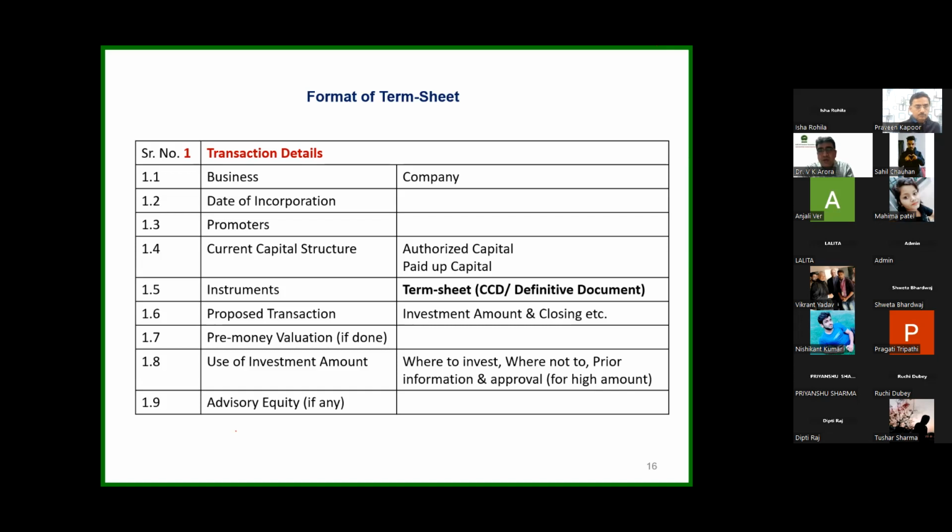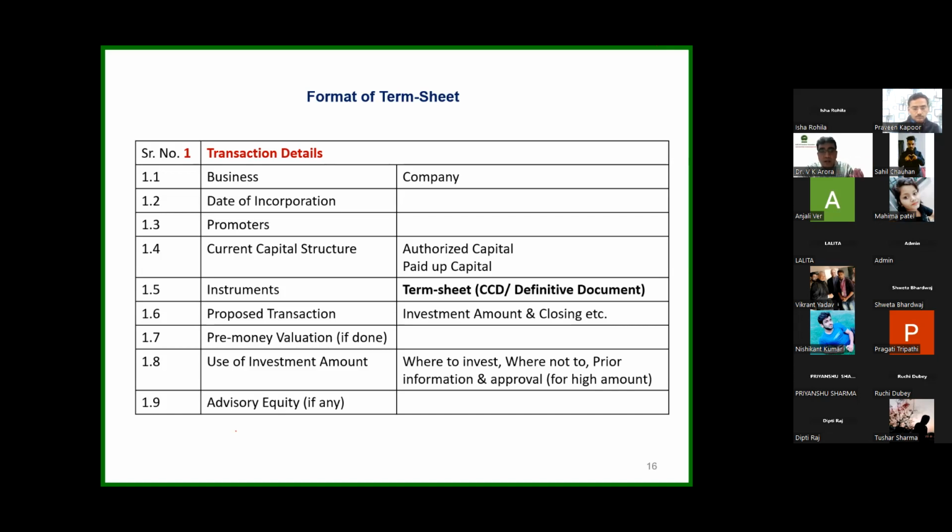Proposed transaction. What is the proposed transaction? If I am a person, I am saying that a proposed transaction is of 50 lakh rupees. That is 50 lakh rupees I am going to invest. If pre-money valuation is done, it is fine. And if pre-money valuation is not done, then too, it is fine.